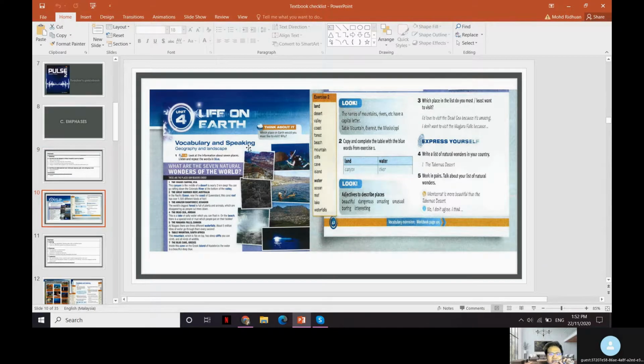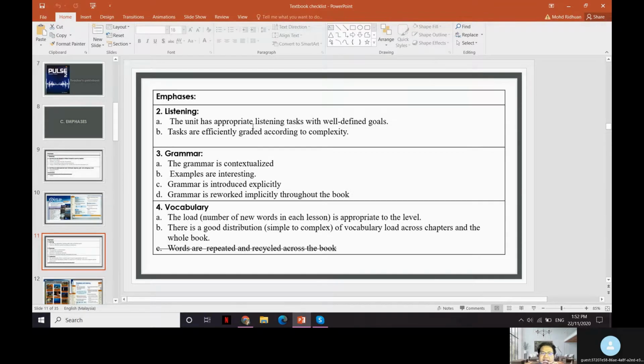This is a screenshot of the speaking activity in the textbook. As we can see, the activities encourage students to initiate a conversation and to keep it going by posing questions. They're also encouraged to participate in a mini debate where they have to state whether they agree or disagree with a friend's opinions. For listening skills, the unit has appropriate listening tasks with well-defined goals. Tasks are efficiently graded according to complexity.